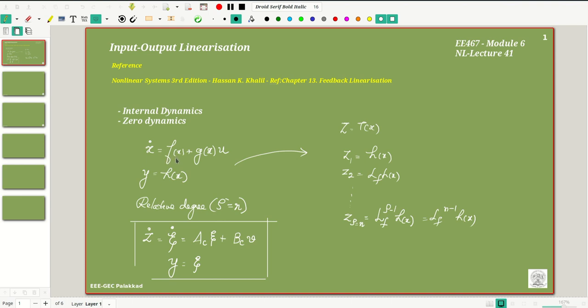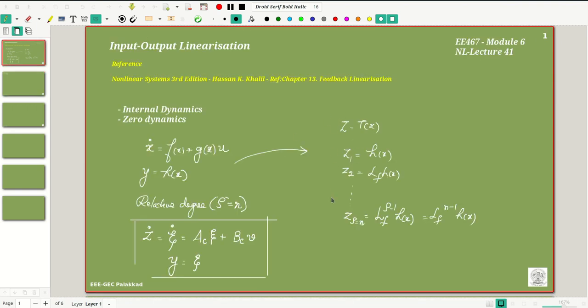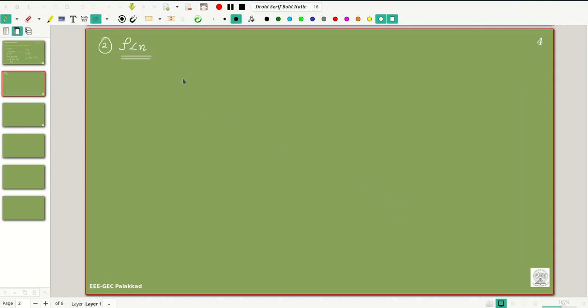Okay, now we will go and look at a problem where rho is less than n. So we will see the next case where rho is less than n. Okay, so when rho is less than n, if I am going to choose a set of state variables here, initially a set of state variables such that the input appears in the state variables. Okay, so how am I going to choose for rho less than n also?